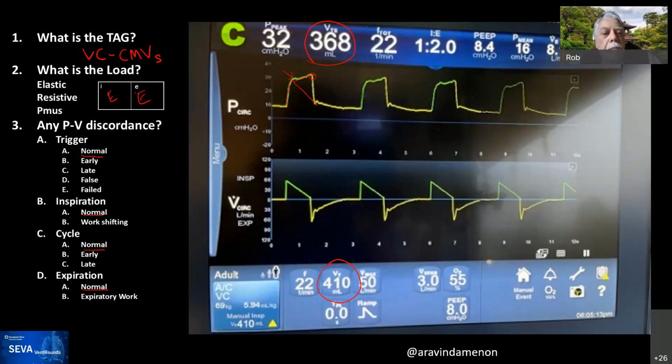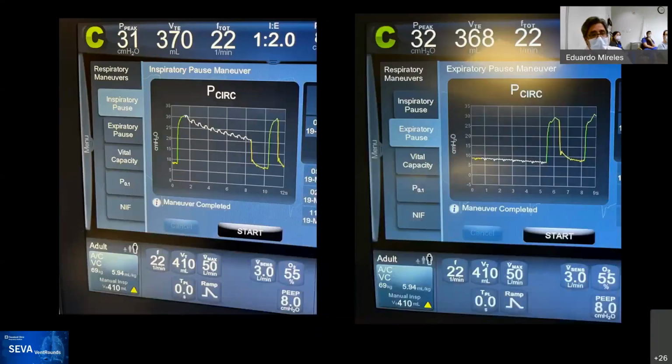Fantastic. Thank you. So you can see how a simple image has a lot of information just for us to discuss. So this was actually the image that came, and I thought it would be interesting to talk a little bit about it. On one side, you have an inspiratory pause maneuver, and on the other side, the expiratory pause maneuver. Same patient, same settings. You can still see the discrepancy in tidal volume across this.